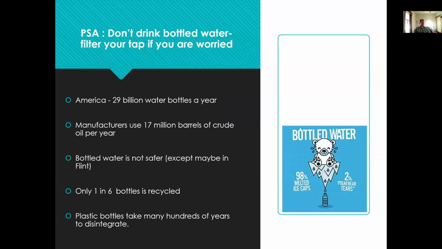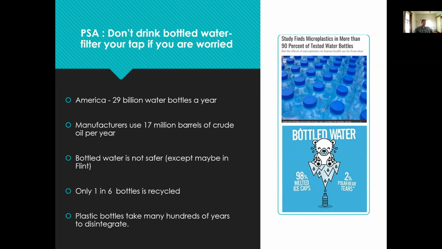Okay. So just a little PSA that I thought I'd include here. It's not ideal to drink bottled water. You should more ideally add a filter to your tap if you are worried. The primary reason for this is obviously the harm to the environment, because America uses 29 billion water bottles a year, and the plastic manufacturing industry uses 17 million barrels of crude oil a year. And this is interesting here. Bottled water is not safer. There are certain exceptions. If you know you are living in an area such as Flint, Michigan, where there are water problems, yeah, drink bottled water in that instance.